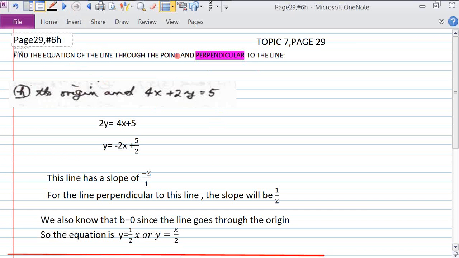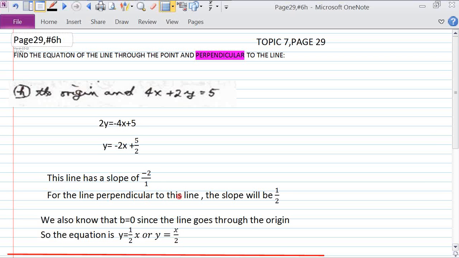Find the equation of the line through the point and perpendicular to the line. So here we're given this equation. We have to find an equation of a line perpendicular to this one and that goes through 0, 0. So we do what we've done in the previous problems. We solve this for 2y, transpose the 4x from the left to the right. We get minus 4x. So we've got 2y equals minus 4x plus 5. Divide this by 2, divide this by 2, and divide this by 2. So we know the slope is minus 2.